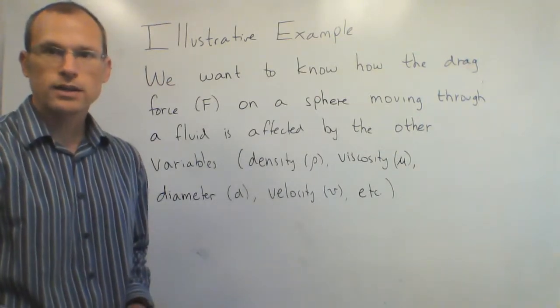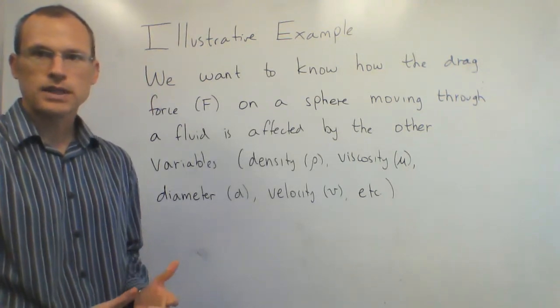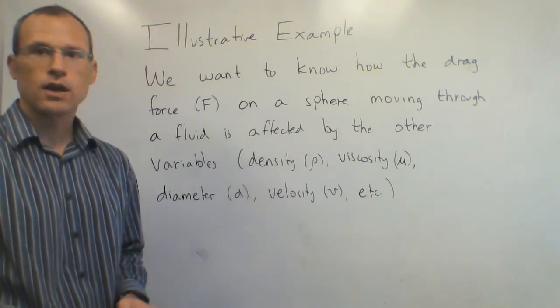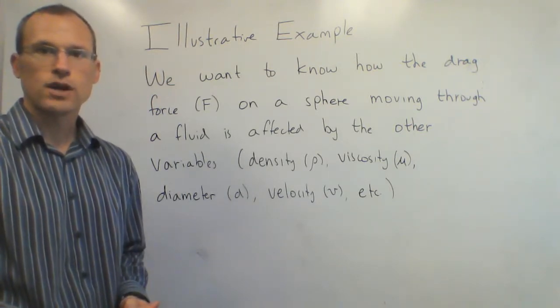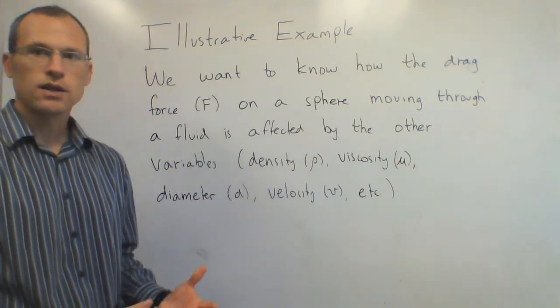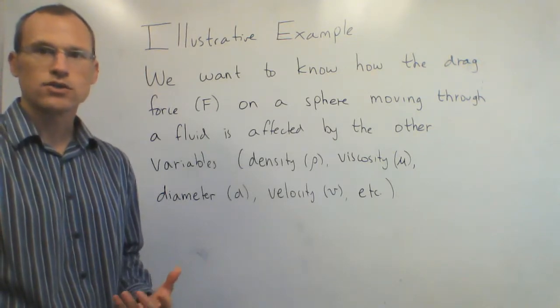So the best way to see how to do this procedure is through an example. So let's say we want to know how the drag force on an object, in this case a sphere, depends on all the other flow parameters. So I have a sphere moving in a fluid. It's moving at a certain velocity, has a certain size or diameter. The fluid has a certain density, has a certain viscosity.